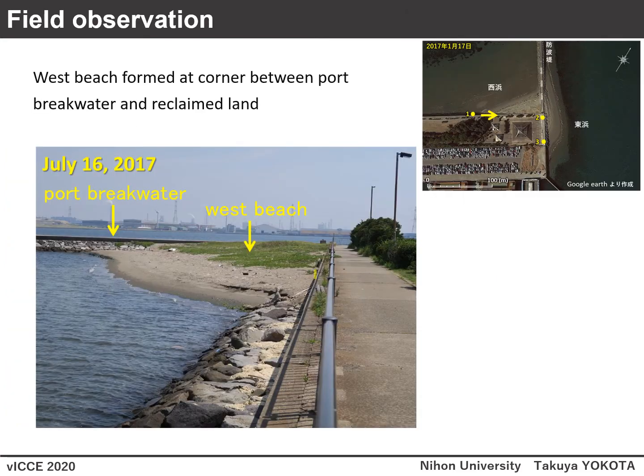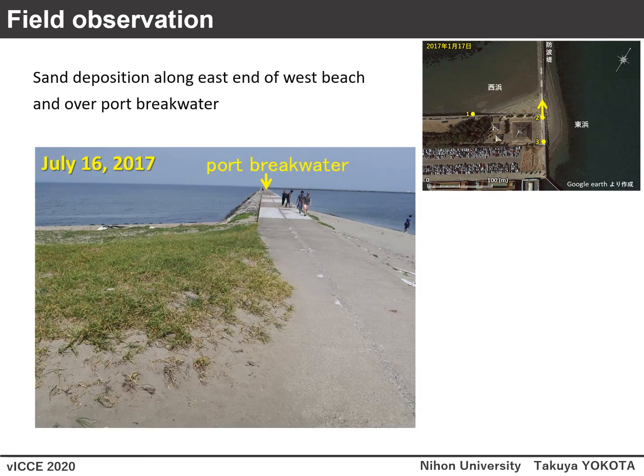This picture shows West Beach formed at the corner between the Port Breakwater and reclaimed land. The upper part of West Beach was covered with coastal vegetation, and the height of the West Beach covered with vegetation was larger than the crown height of the Port Breakwater, and sand was partly deposited on the crown of the Port Breakwater. From this fact, it was realized that sand was transported from the West Beach to the East Beach over the crown of the Port Breakwater by the west wind.